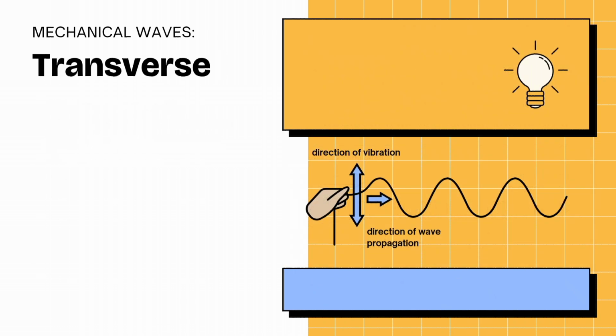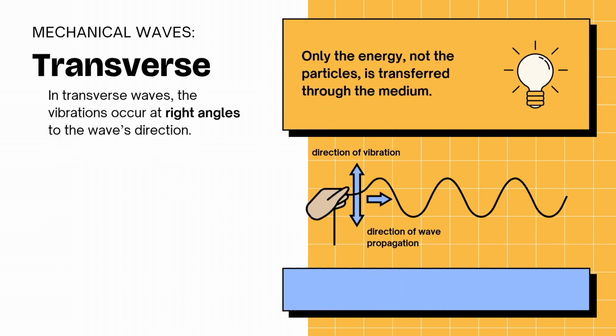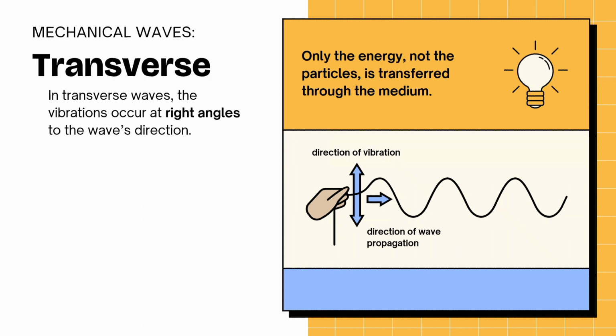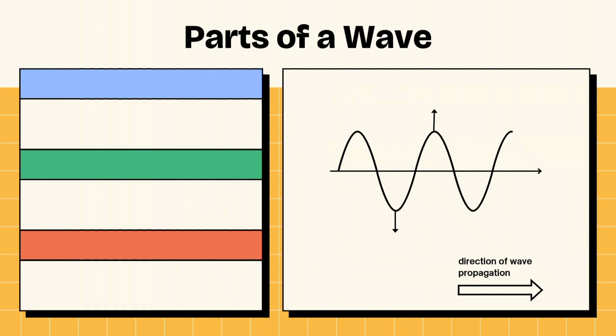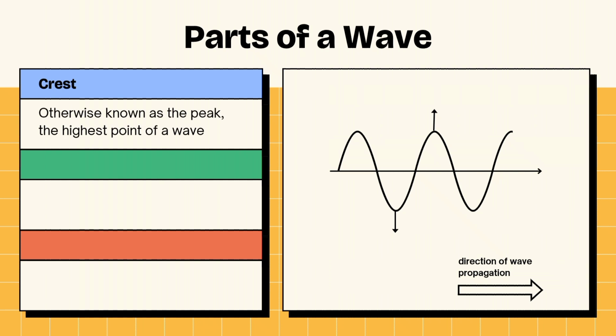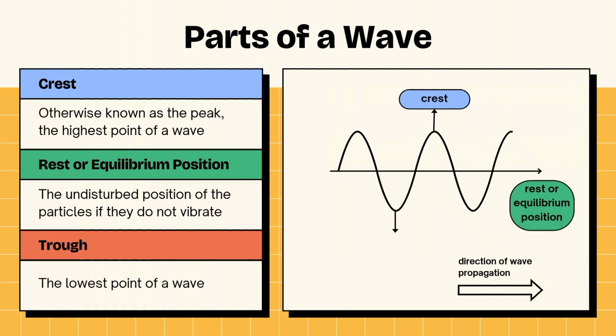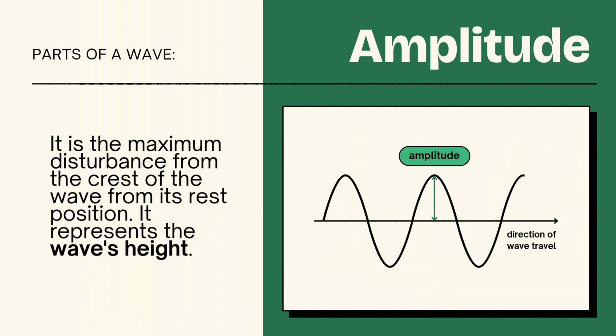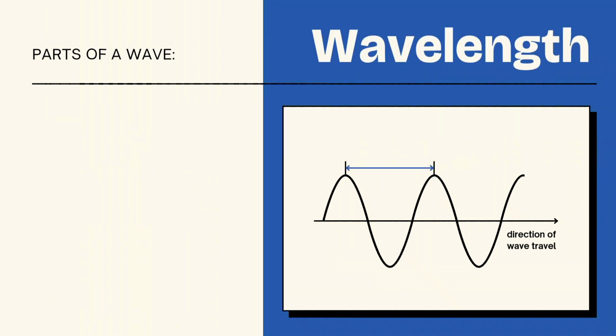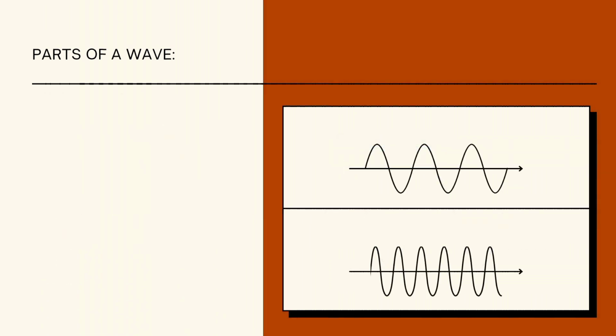Second, we have transverse waves. I will also discuss its definition and examples. I also included here the different parts of a wave so that the learners can identify them as they go on with the experiment. First we have the crest, the rest or the equilibrium, the trough, and we have the amplitude, wavelength, and lastly the frequency.